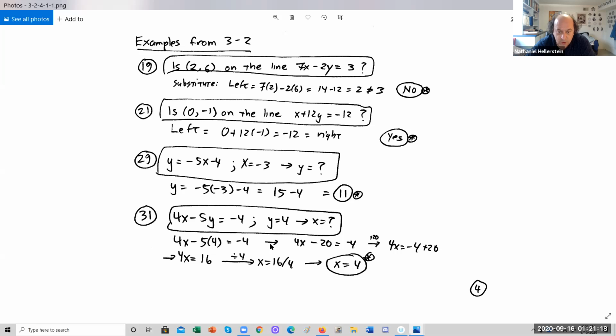This is a 20, so 4x minus 20 equals negative 4. Add 20 to both sides. 4x equals negative 4 plus 20. That comes out to 4x equals 16. Divide both sides by this 4. Isolate the x. Get x equals 16 over 4, or x equals 4.